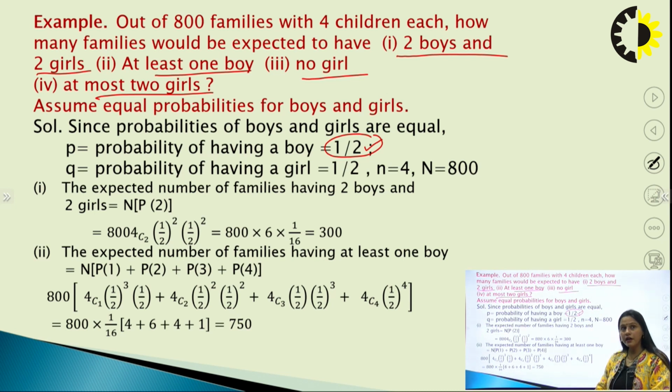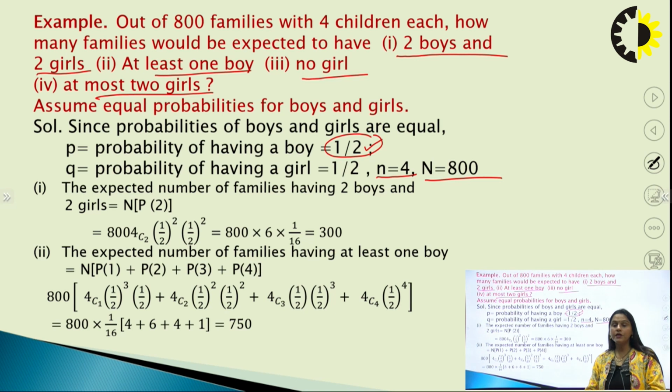How many children are there in the family? There are 4 children. So N is equal to 4, because we can select children out of 4 only, whether it is a boy or a girl. And how many families did we survey? It is 800. So the expected number of families having 2 boys.